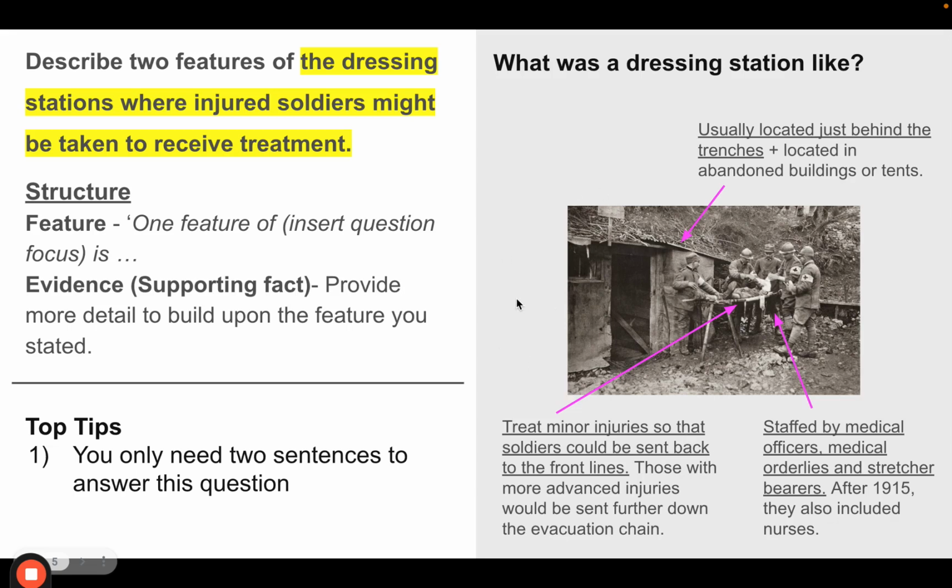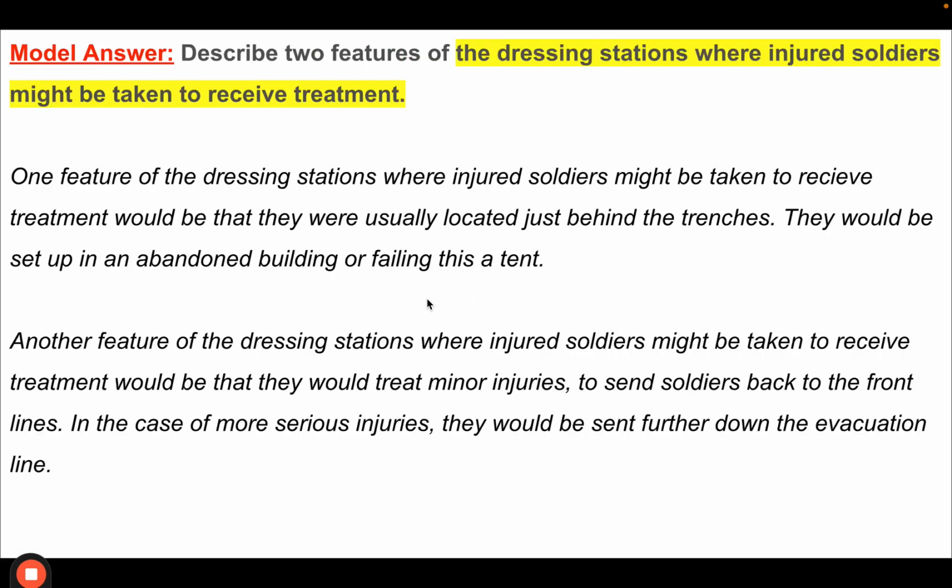And when you put this into the structure that is required, it would look something like this. 1 feature of the dressing stations where soldiers might be taken to receive treatment would be that they were usually located just behind the trenches. They would be set up in abandoned buildings, or failing this, a tent. So there I've got 2 marks.